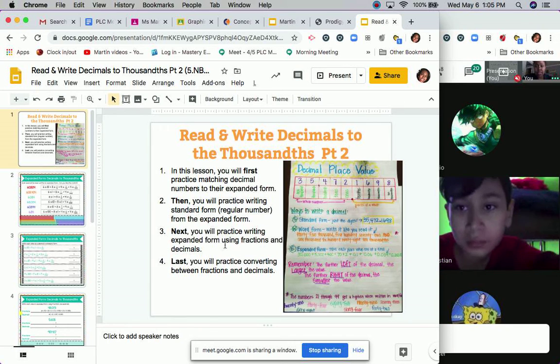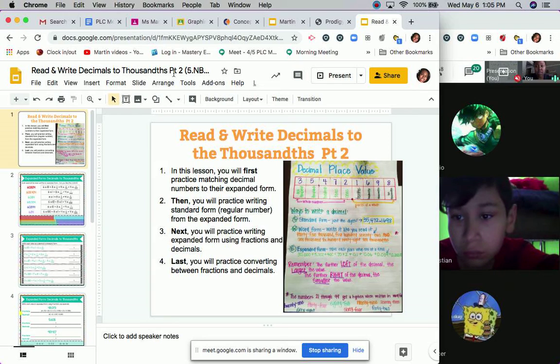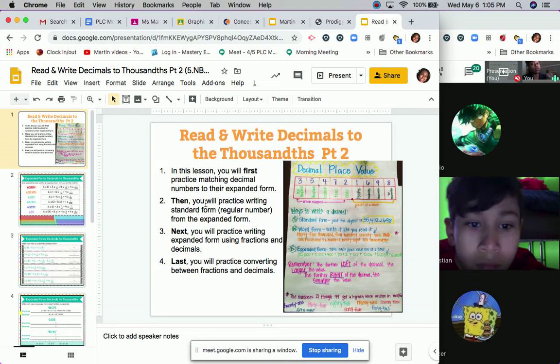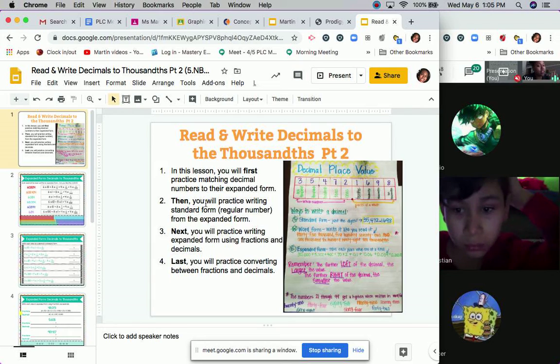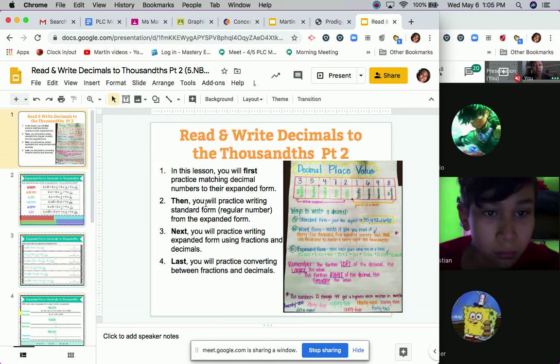So here is today's assignment, read and write decimals to the thousandth, part 2. Like I mentioned, today we're going to be focusing a little bit more on expanded form, using both fractions and decimals in expanded form, because both of those will show up on your IAR. I know we're not taking that, but both of them will show up in your curriculum for next year too. So we're going to look at that.